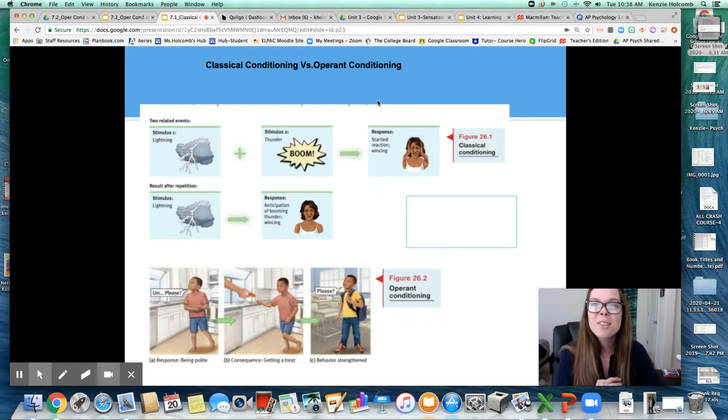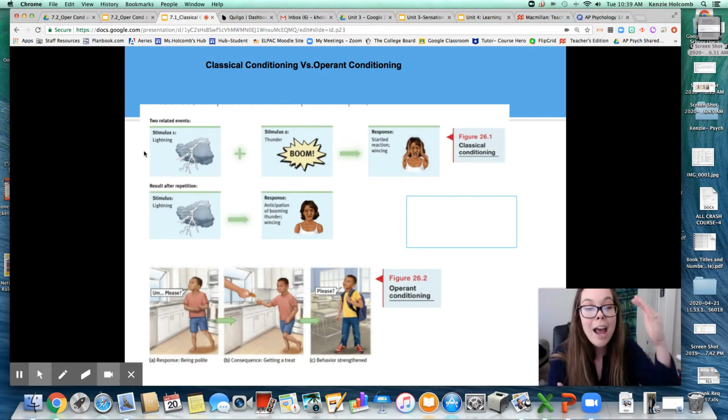All right, so classical conditioning versus operant conditioning. These were two really great examples in your textbook, so I just took screenshots so you can get a visual of how they're different. In classical conditioning, we have stimulus 1, which is lightning, and stimulus 2, which is thunder. So lightning and then boom. And our response is a startled reaction. The first time it happens, usually when you're a kid, or if you have dogs that hate thunder, they have no idea what's going on. They have a startled reaction.